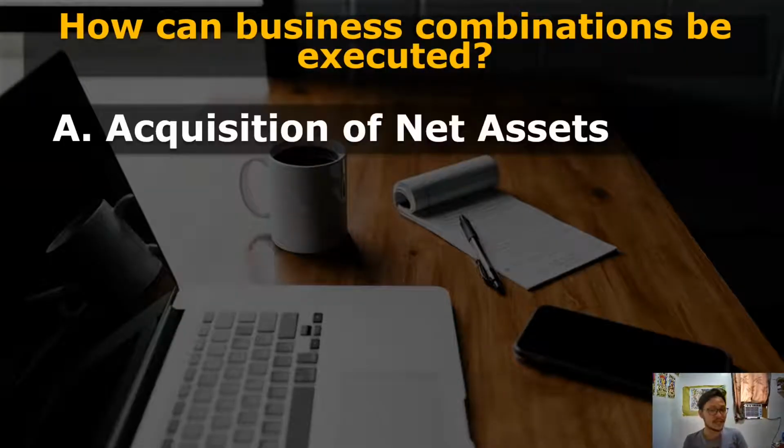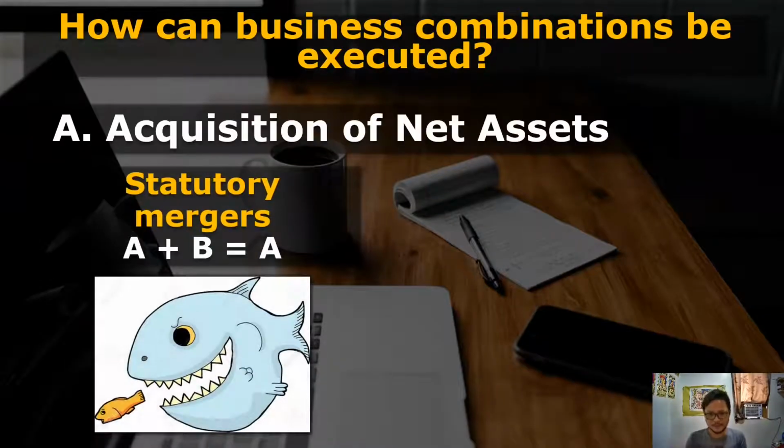Acquisition of net assets can be one of two things. First is statutory merger. So, ang common term dito is kinain ang business. So, A plus B equals A. Ang business ni B, kinain ni A or inabsorb ni A. After the merger, only A survived. B has been dissolved kasi ang business niya, it no longer exists to be in his control. It is no longer in his control, but it is already with A.